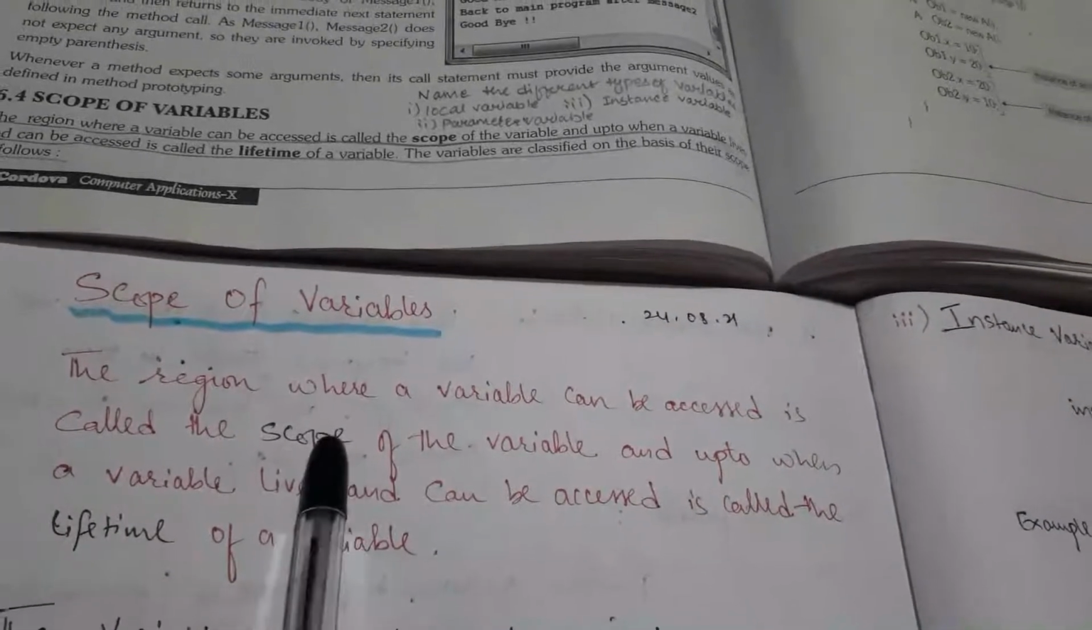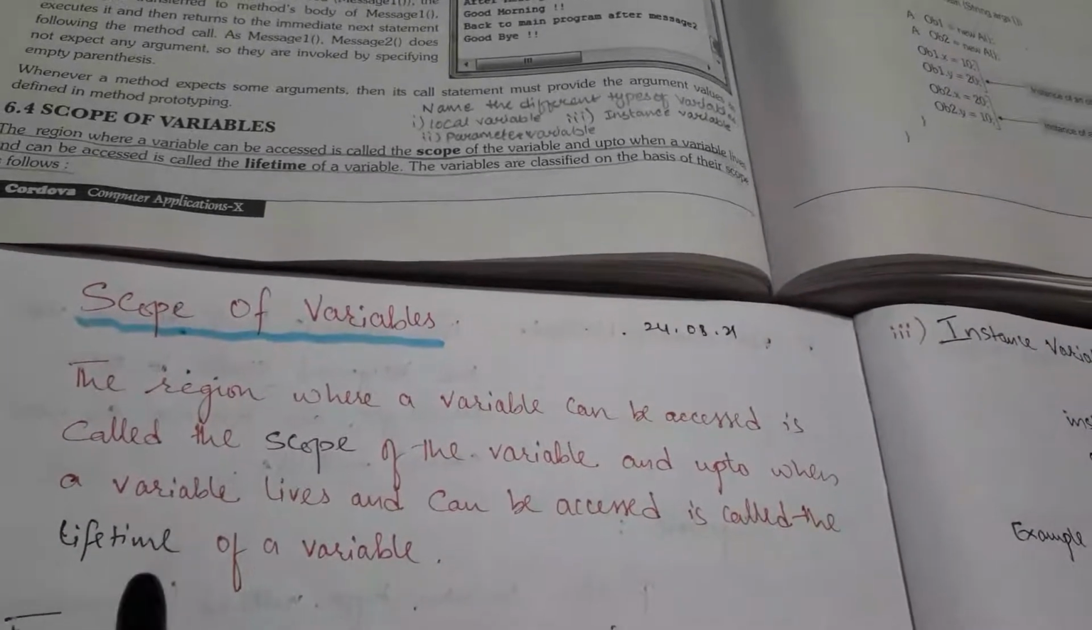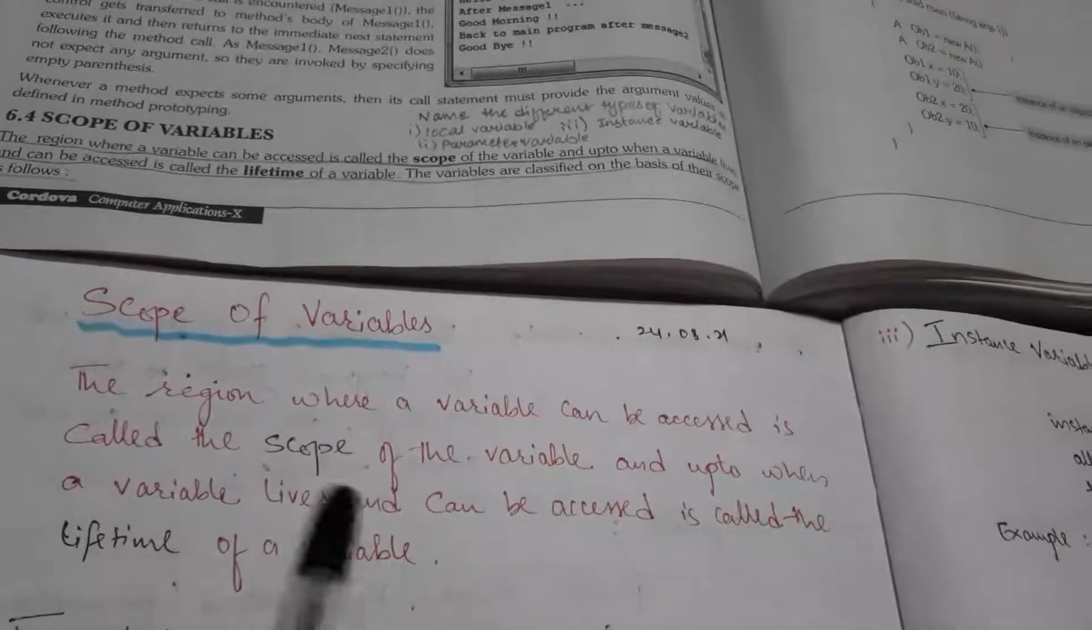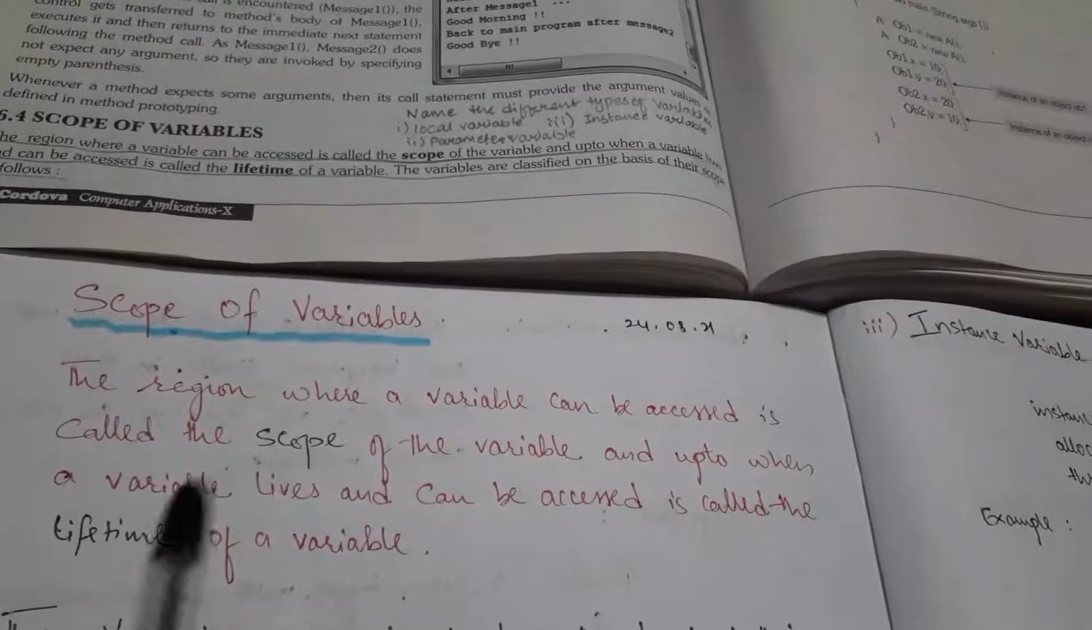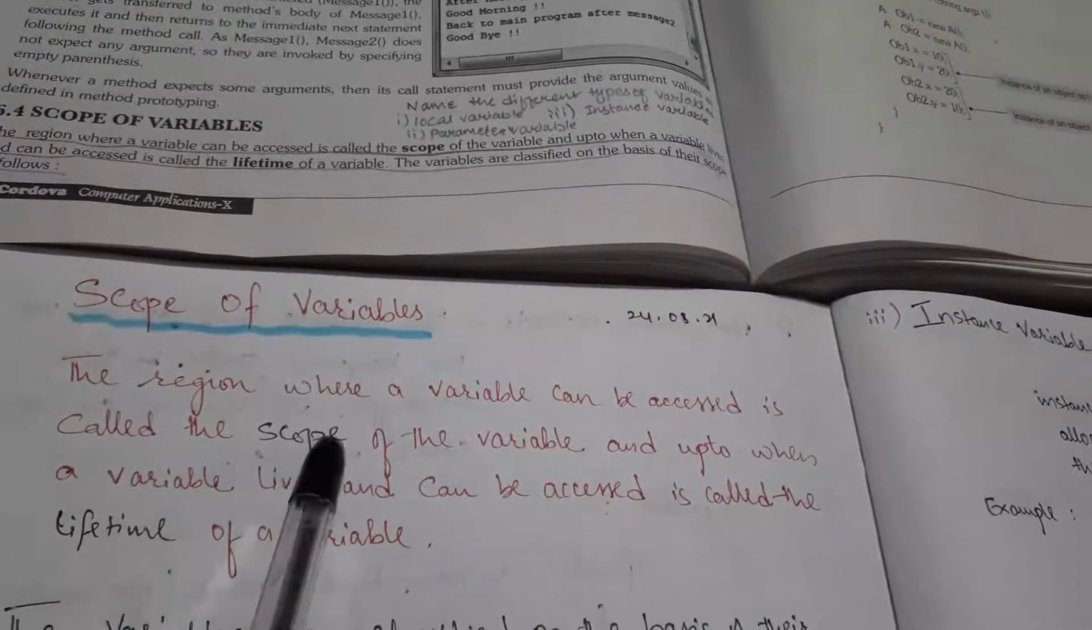So there are two different definitions given out here. You have to learn this. Okay, what is a scope of the variable and what is the lifetime of a variable? These are the two definitions that you have to remember for the scope of variables.